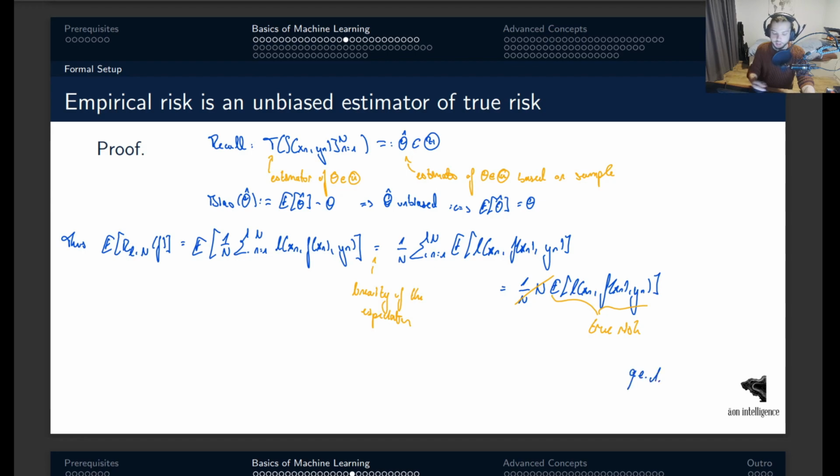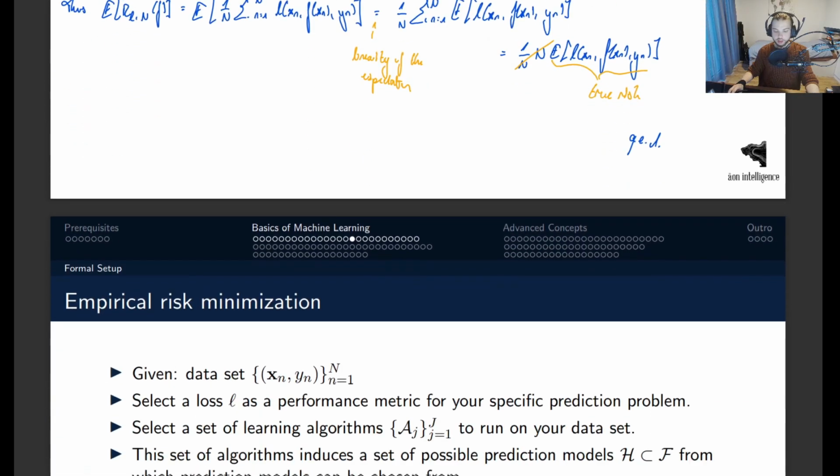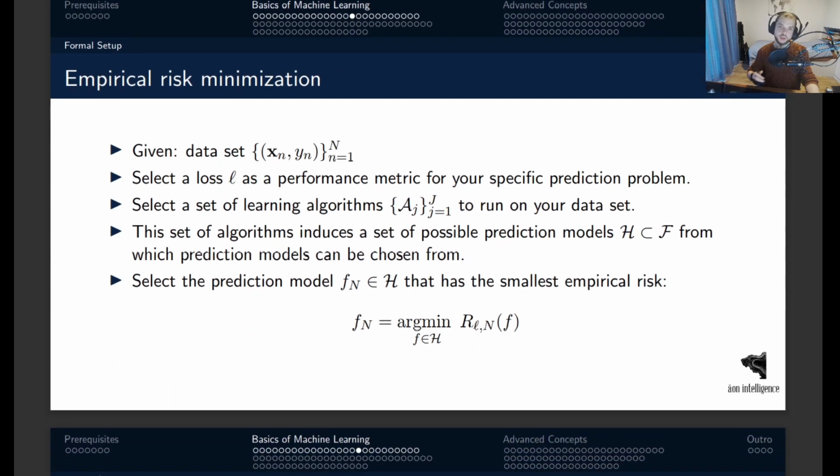We have shown that the expectation of our empirical risk is equal to the true risk. And this is our definition of our estimate being unbiased. And since the estimate is unbiased, the estimator, the empirical risk, is an unbiased estimator of the true risk. Now that we've seen that the empirical risk is an unbiased estimator of the true risk, it makes sense to minimize the empirical risk as a proxy for the true risk, which we cannot assess since we don't have access to the data generating process.